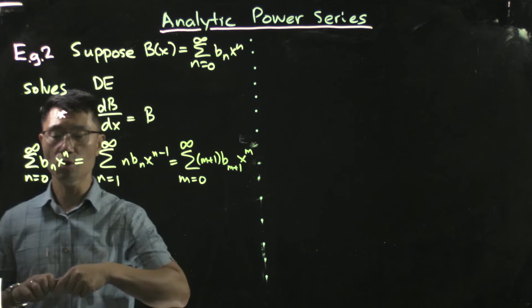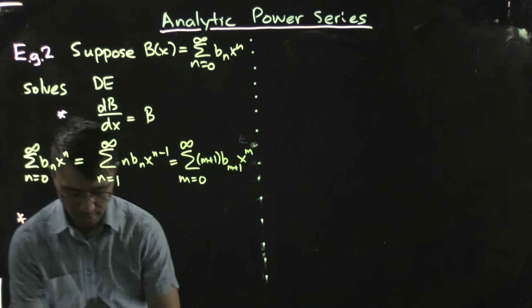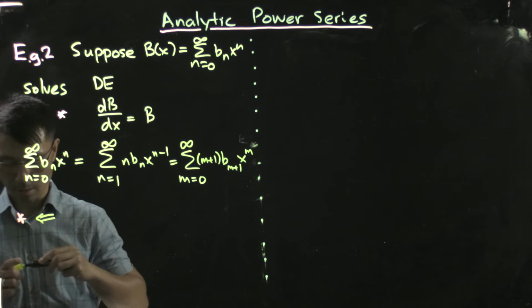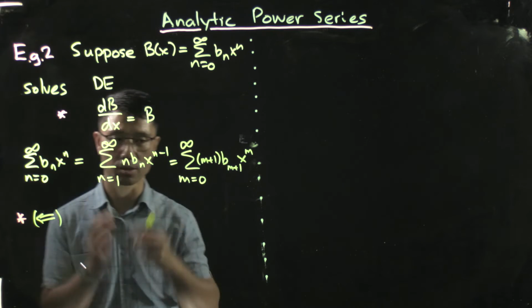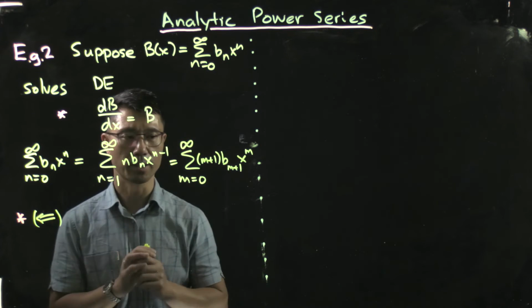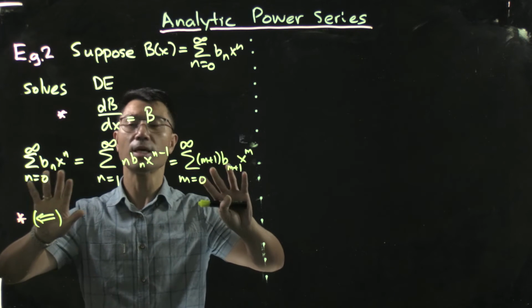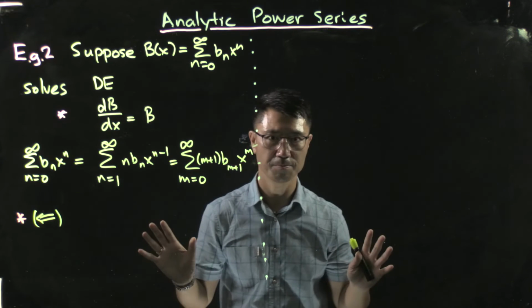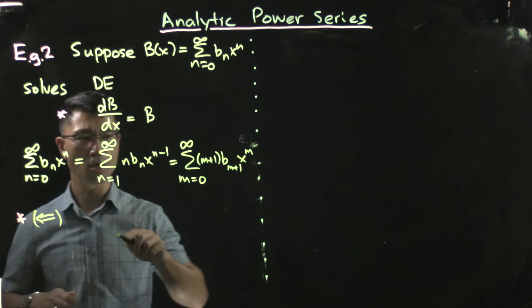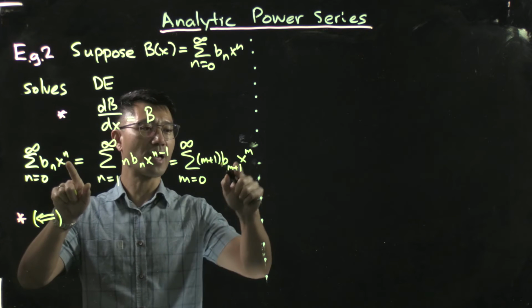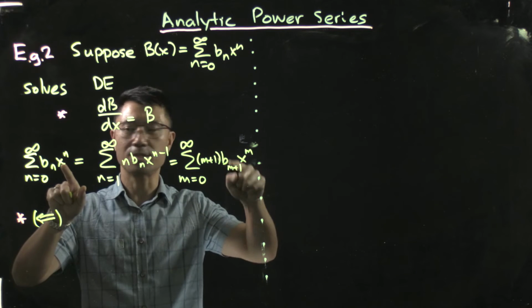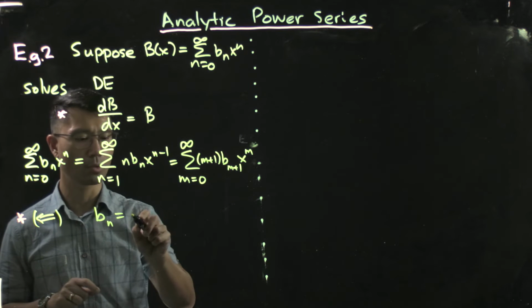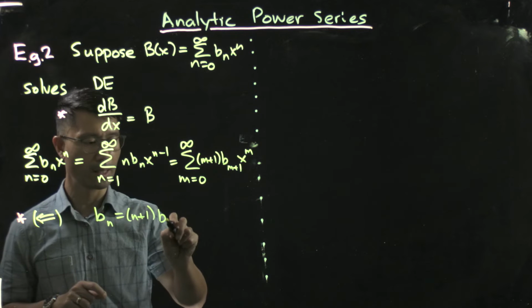And so what's the easiest way to make this hold? The easiest way to make this hold is the equality of power series. This is the implication at least, and in fact it's quite easy to see that you get the other implication as well. The easiest way is if the coefficients of both power series are the same. So we're going to assume that the coefficient of x^n, putting in m equals n, gives b_n equals (n plus 1) b_(n+1).